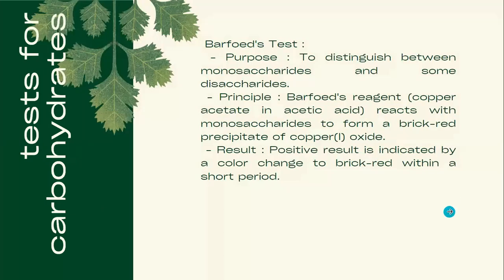Now coming to the next test, Barfoed's test, B-A-R-F-O-E-D. Now this is a test to distinguish between monosaccharides and disaccharides. Benedict's test was to differentiate between reducing and non-reducing sugar. Here it is monosaccharides and disaccharides. So this Barfoed's reagent will only react with monosaccharides like glucose and galactose to form a brick red precipitate.